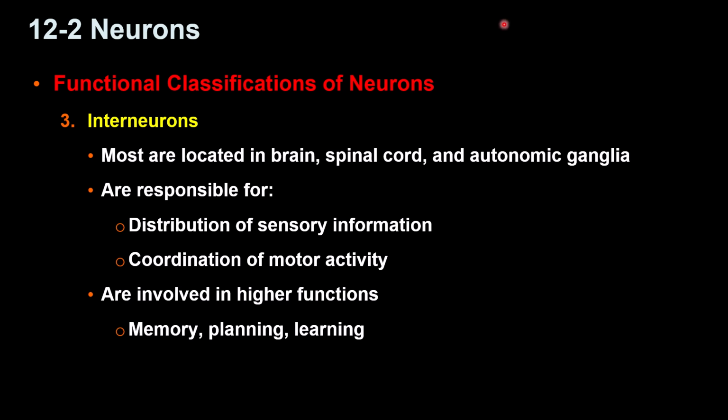Okay, so after that you have other types of cells, and these are called neuroglia, and neuroglia are important for support of the nervous system.